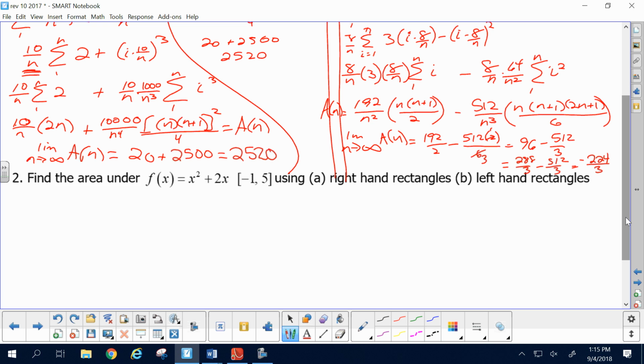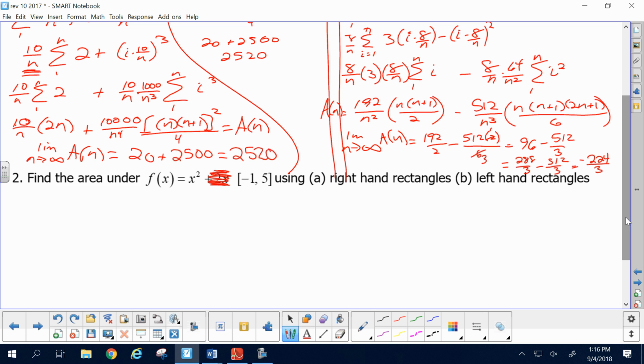This one can be a nice compare and contrast between left-hand rectangles, but this combination with starting at 0 and a compound is a little too much. I don't know if you've already done this, but would you object to me making it a little easier? Okay, so let's go with just looking at x squared.